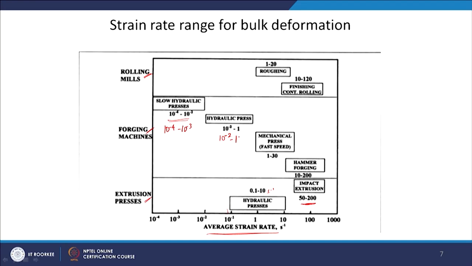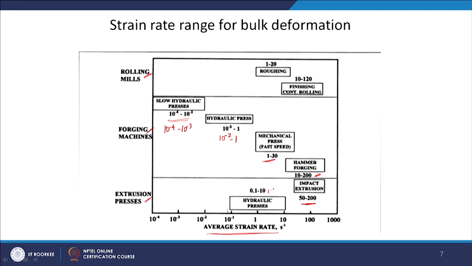Then there are mechanical presses, which I think must be using some cam or gear arrangement. So, these are not hydraulic. In mechanical presses, you can achieve higher speeds, and the strain rate is in the range of 1 to 30. Then there is hammer forging. Under the gravity force, a hammer is dropped on the material, and the strain rate is in the range of 10 to 200 per second.